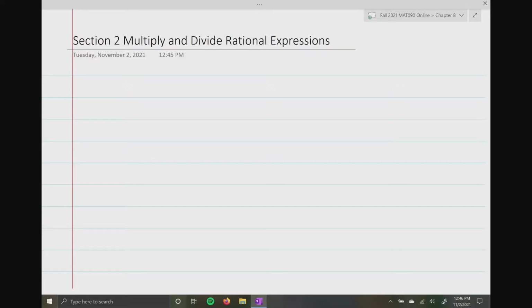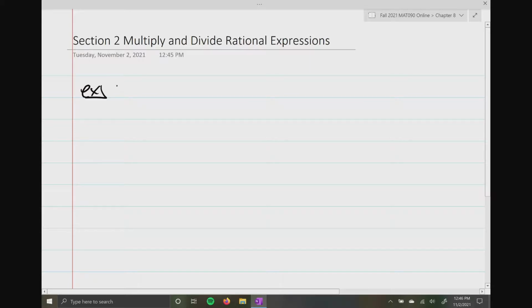All right, so here we are in section 2, which deals with multiplying and dividing rational expressions, okay? And like I said, the best part about this, you already know how to do this stuff. So this should be a relatively short video, but I do want to start by doing a problem that we would have seen prior to walking into this class.